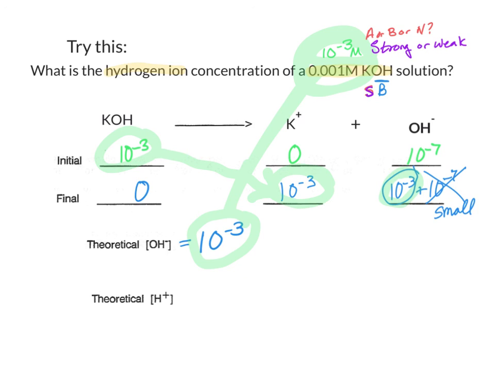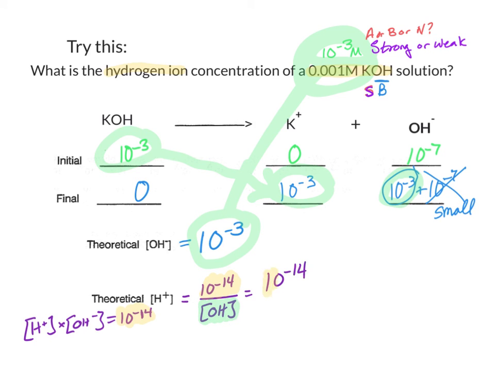That's going to be related to the fact that we're in water, so we're going to use that equation that we've used before that says that the hydrogen ion concentration times the hydroxide ion concentration is equal to 10 to the negative 14. Rearranging that equation, we see that the hydrogen ion concentration is equal to 10 to the negative 14 divided by the hydroxide ion concentration that we have in our solution. In that case, the theoretical hydrogen ion concentration then is 10 to the negative 14 divided by 10 to the negative 3, which we get from our calculation, which is 10 to the negative 11 molar.